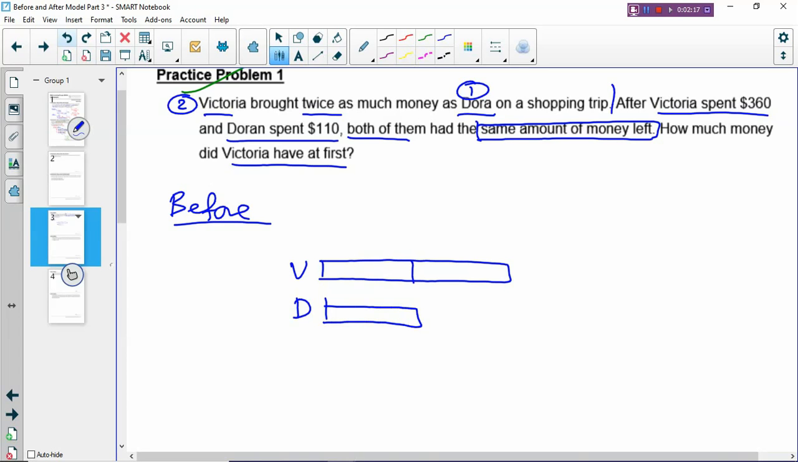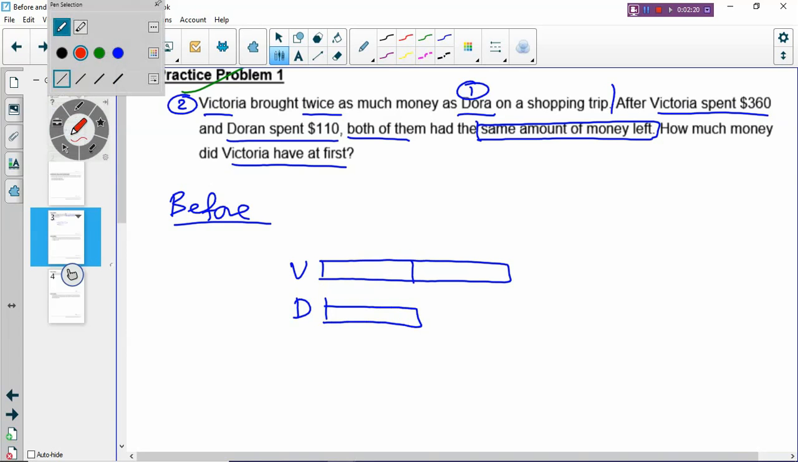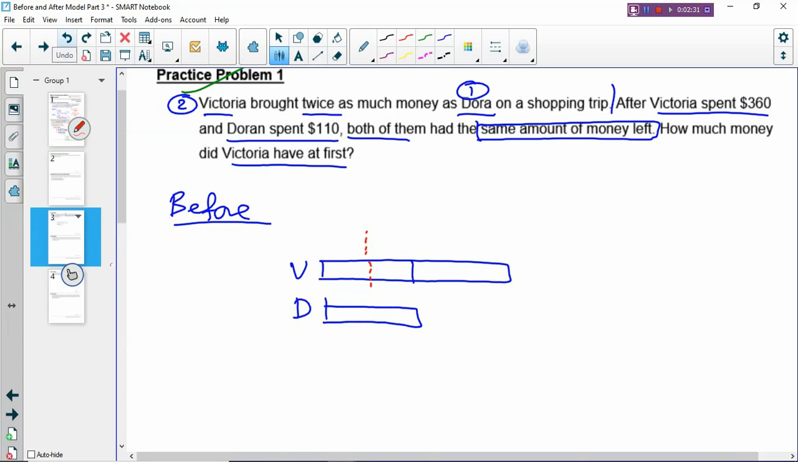After Victoria spent $360 and Dora spent $110, both had the same money left. So that is the equal concept. When you have the equal concept, you have a dotted line. It is not advisable to cut the model in this way. Because if you cut the model in this way, you will get yourself confused, and you will think that you cut a box into 2 smaller boxes, 2 equal smaller boxes, which is quite dangerous because it's not true. So I will not use a dotted line to cut like this. Instead, I will use a dotted line to cut either here, or here, so that I don't get confused by thinking that you have cut a box into 2 smaller equal boxes. So let's cut the model like this.